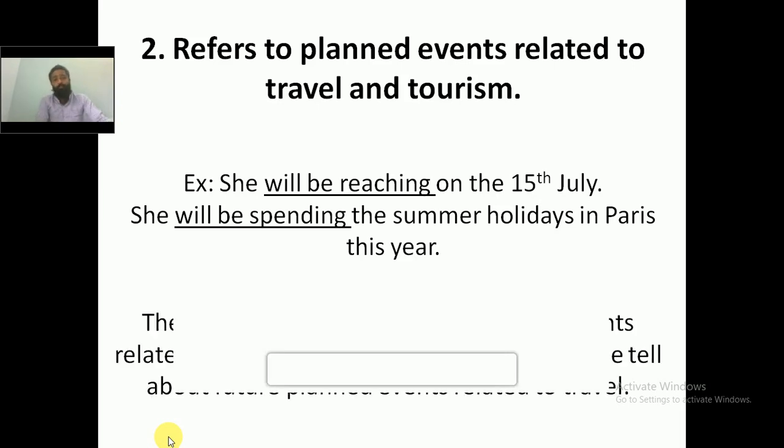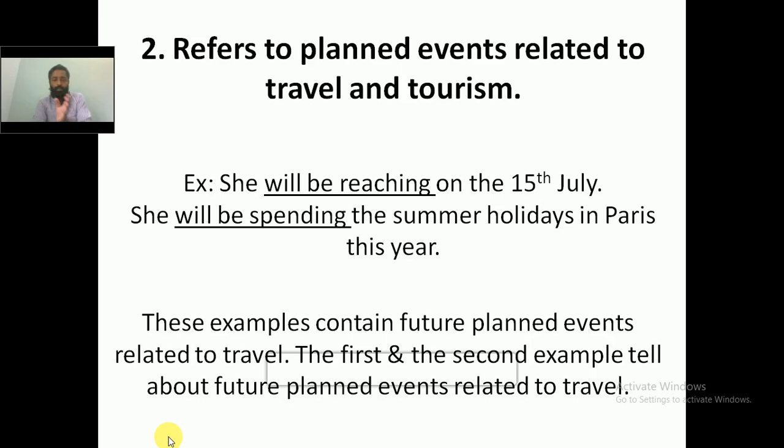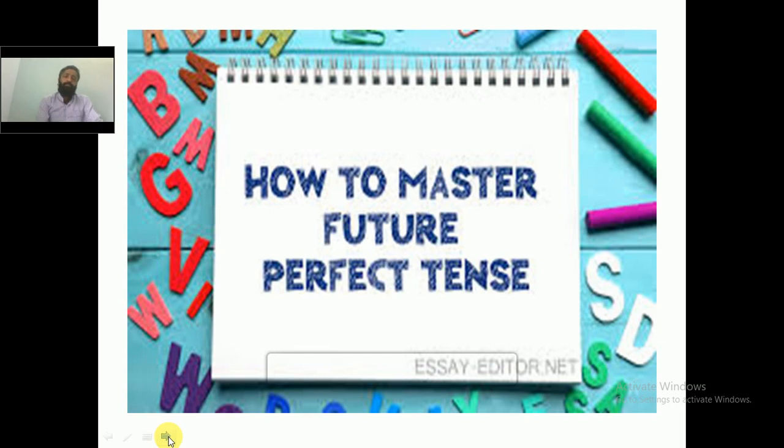So that is where we use the future continuous tense. It refers to planned events, which means you have a planned future action related to travel or tourism. That's the end of future continuous tense.